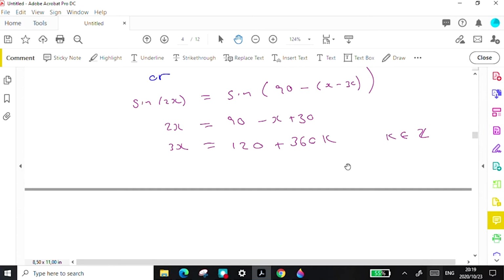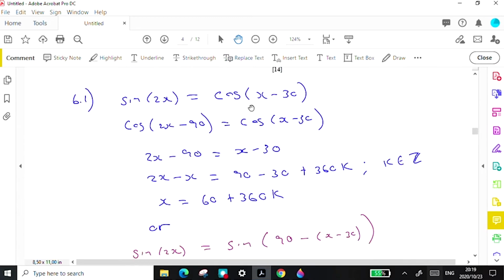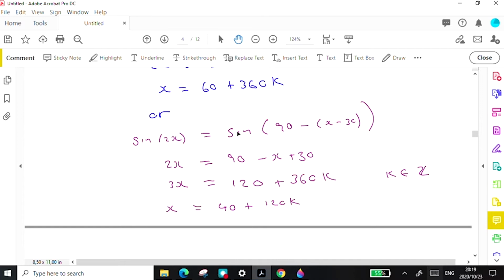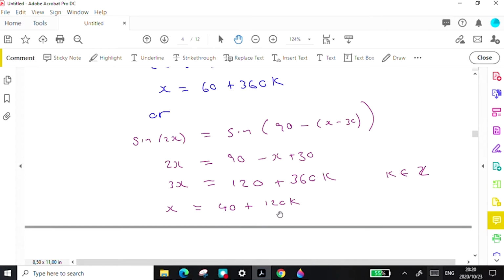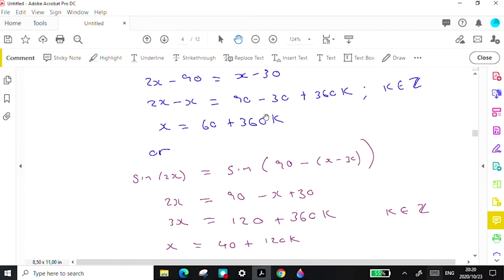Therefore, x is equal to 40 plus 120k is another solution. So this equation has two periodic solutions, where the first general solution is x equal to 60 plus 360k, and the second general solution is x equal to 40 plus 120k, where this solution has period 120 and this solution has period 360.